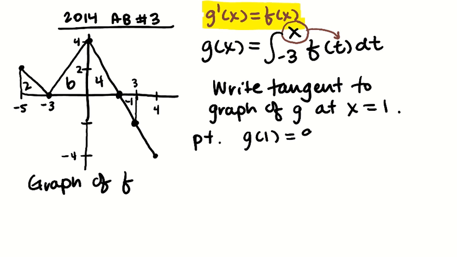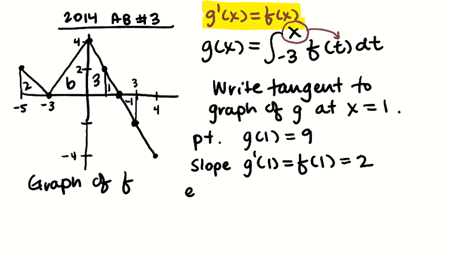Oh, no, that was in yesterday's section. I found that. But what happens is, over here, this is a positive 1, making this 3. And so it ends up being 9 all the same because of the symmetry of the graph. Okay, so g of 1 equals 9. The slope is g prime of 1 equals f of 1, which is 2. So the equation is y minus 9 is equal to 2 times x minus 1.